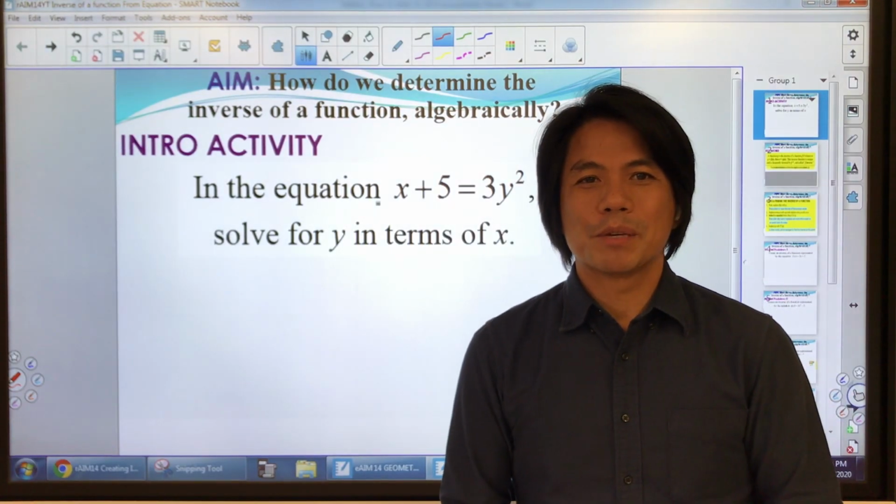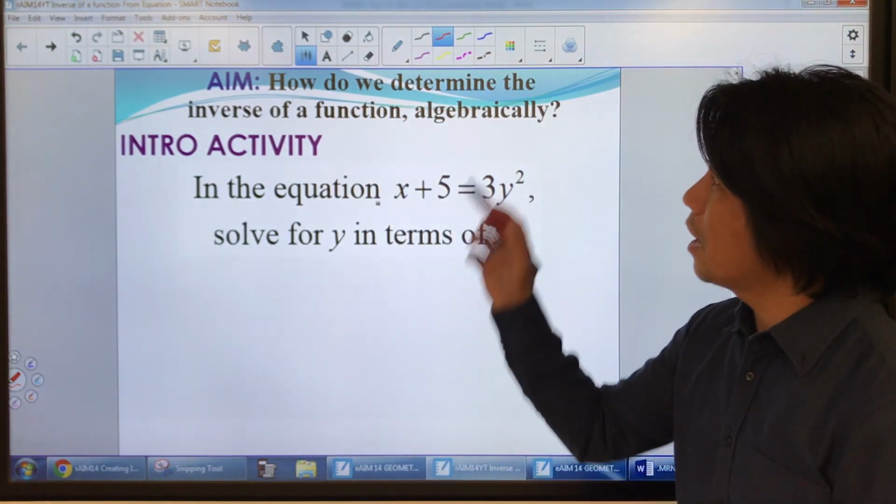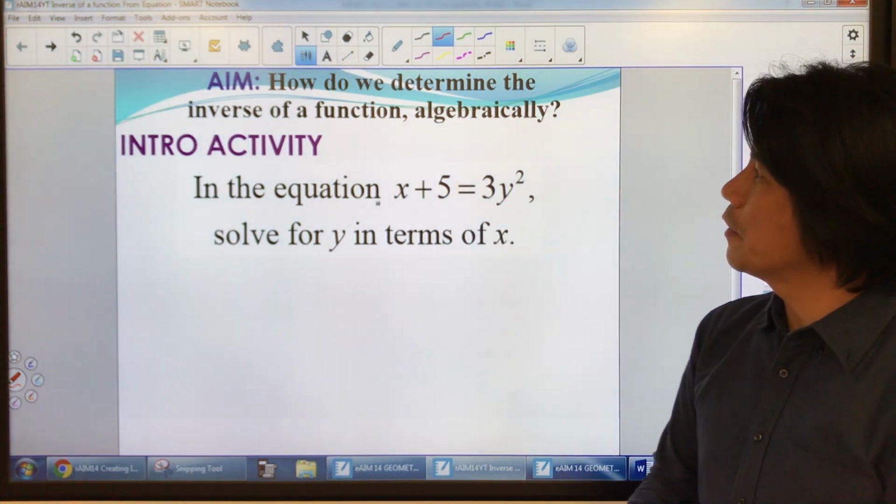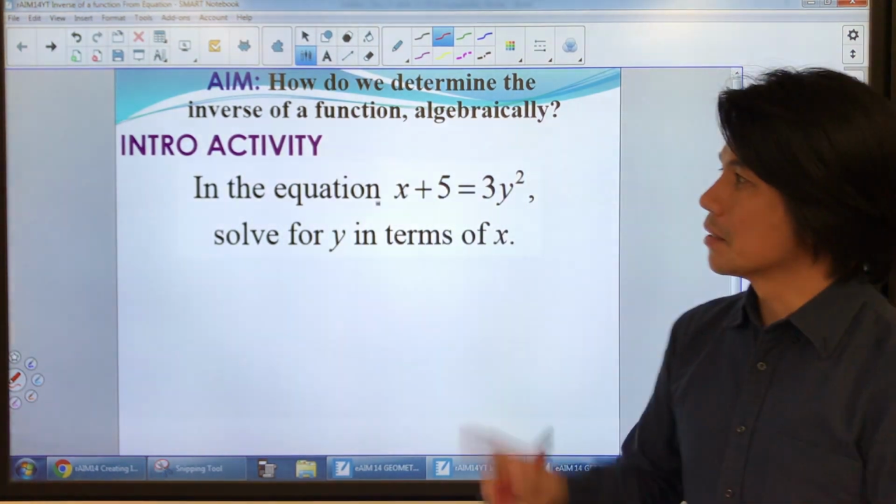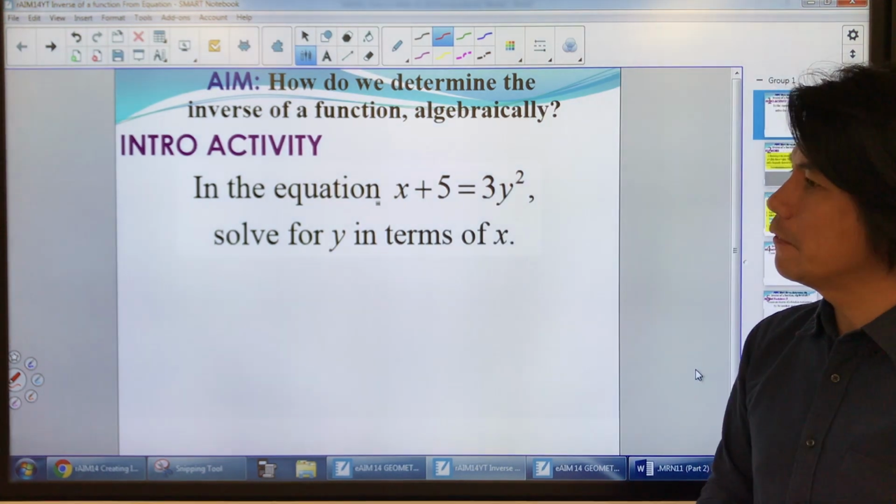Hello everyone, my name is Mr. M. Today we're going to learn how to determine the inverse of a function algebraically. So go ahead and complete the intro activity first.